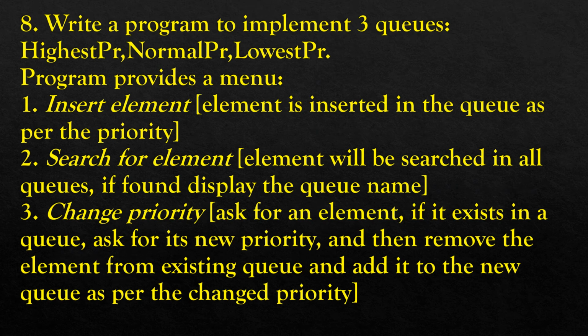Now, the next program is to implement three queues having names highest priority, normal priority, and lowest priority. And the program provides a menu of insert element, search for element, and change priority. Insert element, where one element is inserted in the queue as per the priority given by the user. And search for an element, where one element will be searched in all the queues. If found, it will display the queue name. And change priority will ask for an element, and if it exists in a queue, ask for its new priority, and then remove the element from the existing queue and add it to the new queue as per the changed priority. Now let's do this program.